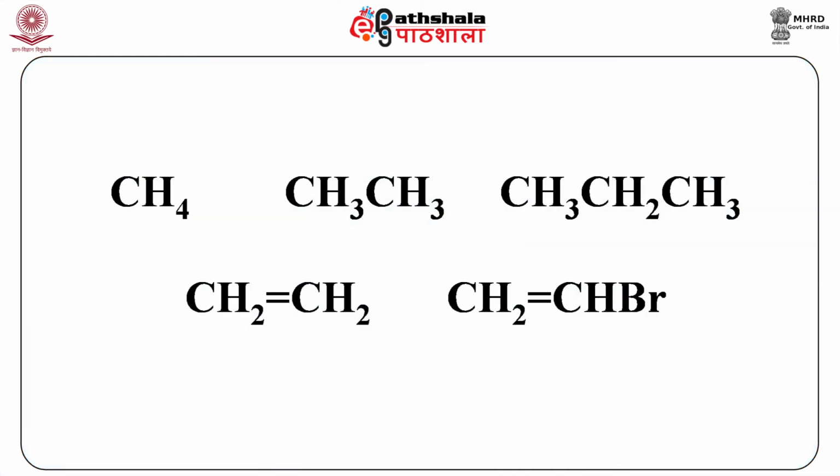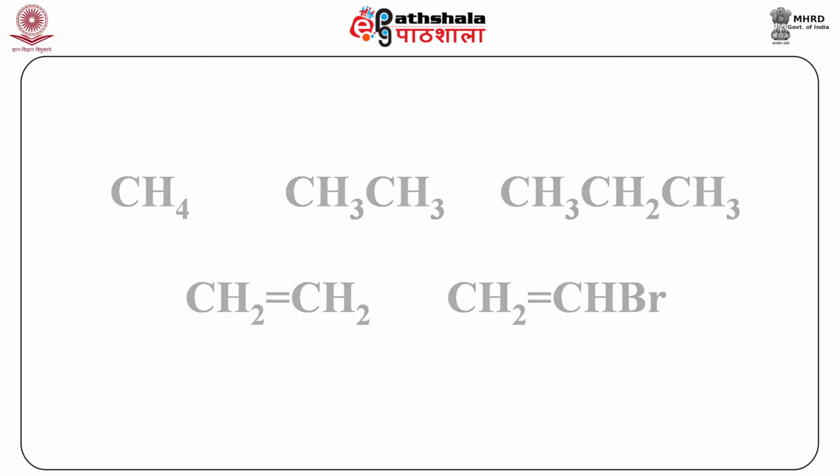Let us move to the next question. How many different chemical shifts do you expect for hydrogen nuclei in these particular molecules that you can see here? And where more than one chemical shift is expected, what will be the relative intensities of the different signals in these 4 molecules? Let us see how to answer this.